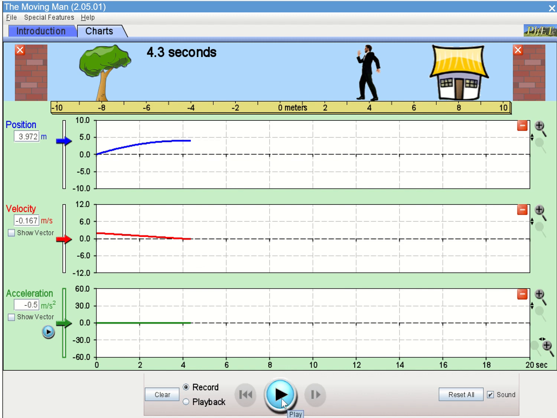So that would be him speeding up. So we can let him do that. And so he's going to move more and more in the negative direction, faster and faster and faster in the negative direction.